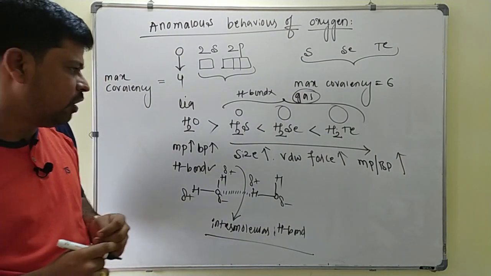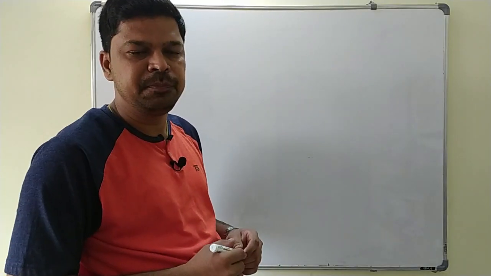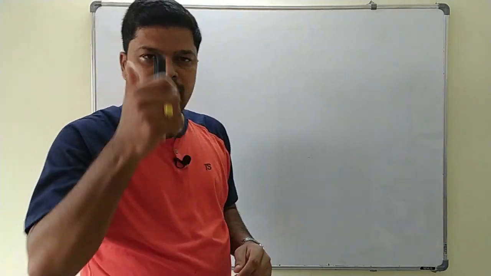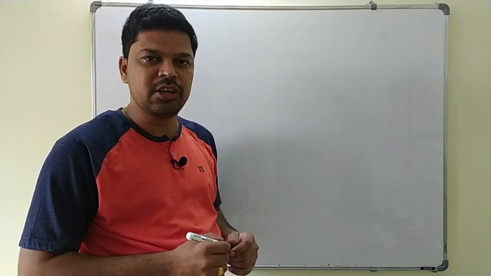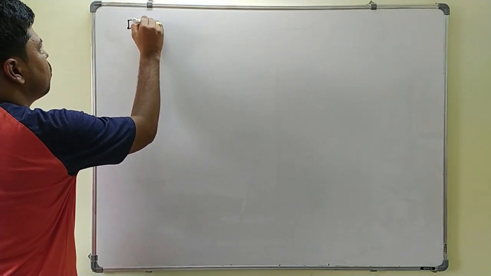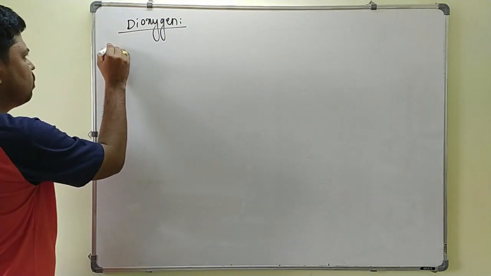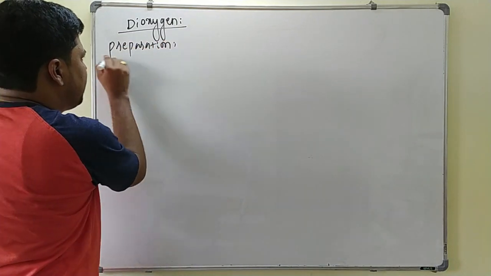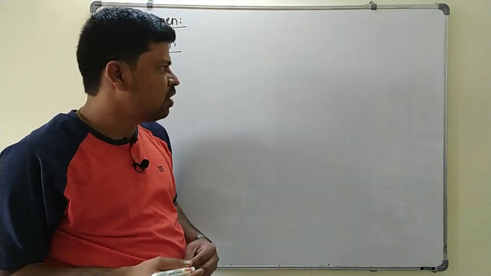Next we will go for preparation of dioxygen. Now we will discuss preparation and properties of dioxygen. First we will discuss the preparation of dioxygen. Dioxygen is prepared just by heating the oxygen containing salts.